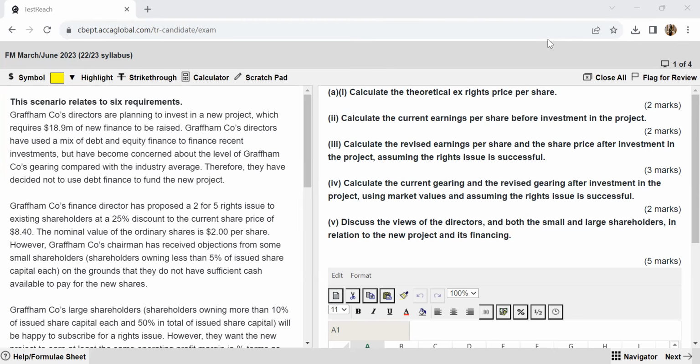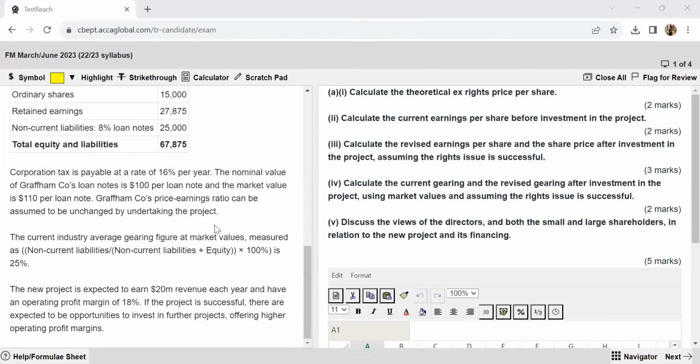This is Tushita Gupta, ACCA affiliate, and in this video we are going to be solving the FM March-June 2023 question number 1, which is Graffham company. So this is the first question in section C that is given on the practice platform, and it is here that I'm solving this question.